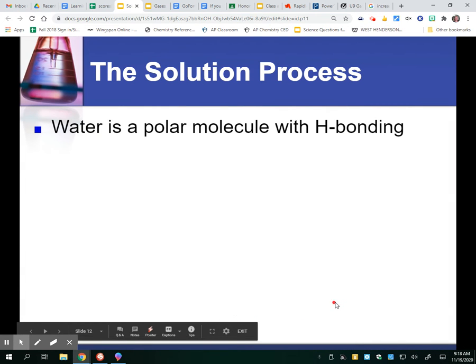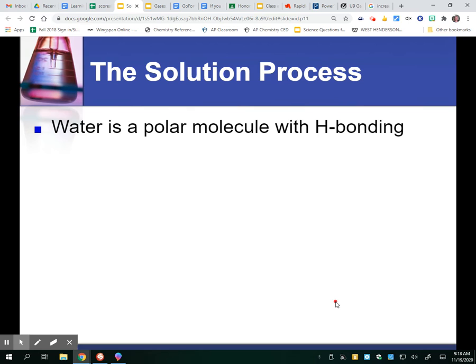All right, so the solution process. It's going to start with what you know about water. And you do need to know about the structure of water. You need to know that water is polar. You need to know that water has charged ends, and you need to be very familiar with what charge each end of water happens to have.